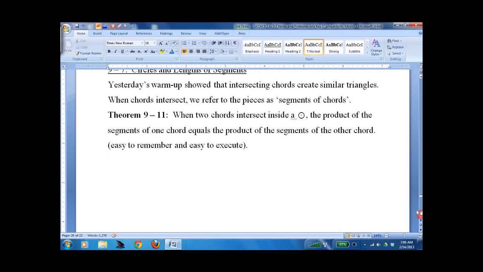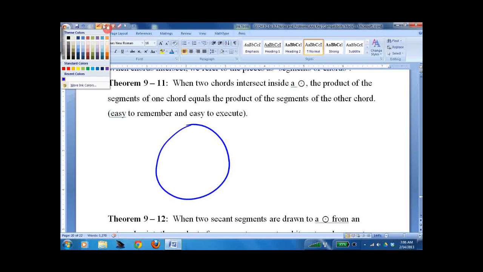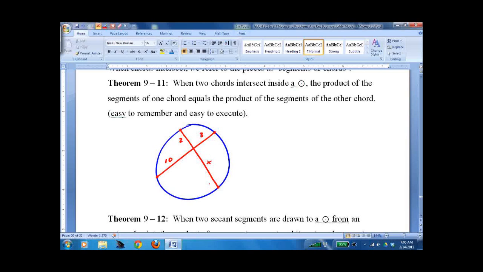So they're very complicated, even though I say that it's easy to remember, easy to execute. I'm lying. They're tricky. So here's the first one, which is the easiest of them. And it just says you have two chords that crisscross. And I'm not trying to make these in any way, shape, or form to scale. So you have a 2 here, 3 here, 10 here, and an X here.